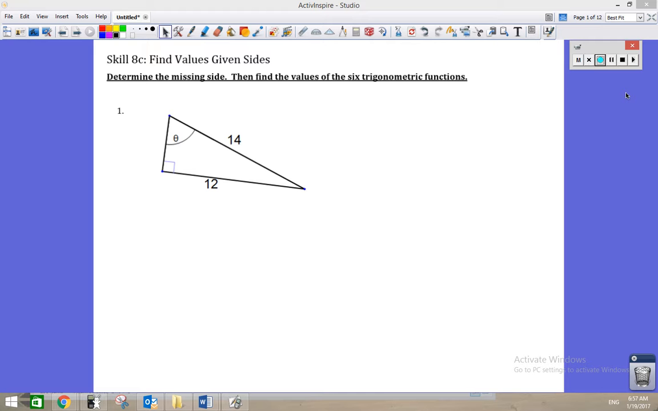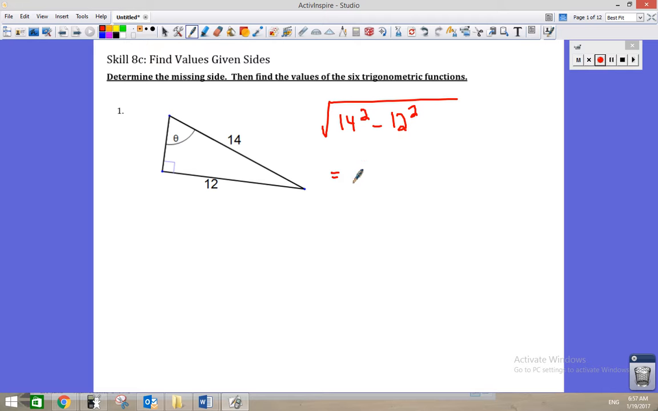Let's take a look at these problems from Skill 8C. They give us right triangles, and we're in right triangle trigonometry. By the Pythagorean theorem, let's find the length of this missing leg. It is going to be the hypotenuse squared minus the other side squared, and take the square root of that.